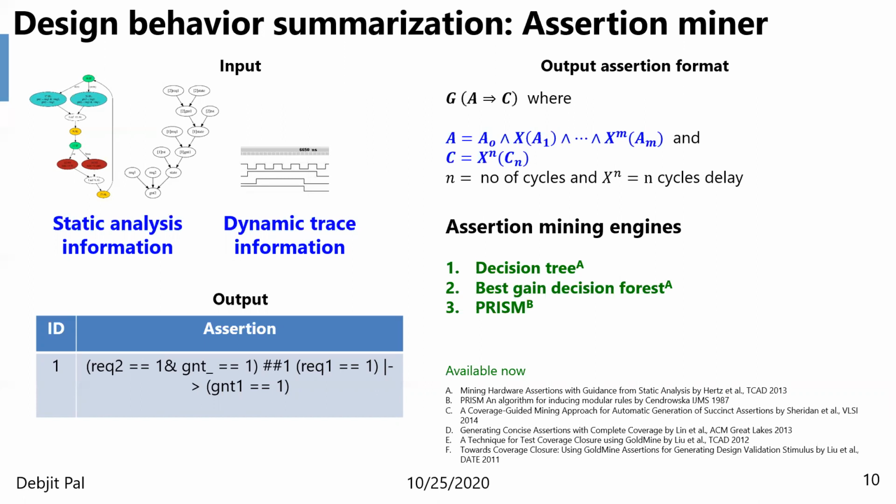In GOLDMINE, we have integrated multiple different assertion mining engines. Of them, three are available immediately, namely Decision Tree Miner, Bayesian Decision Forest, and Prism. The other 2, Coverage Guided Miner and Counterexample Guided Miner, are in development and will be available by the end of November. In the next 2 slides, I'm going to explain the working of 2 miners, namely Decision Tree Miner and Coverage Guided Miner.